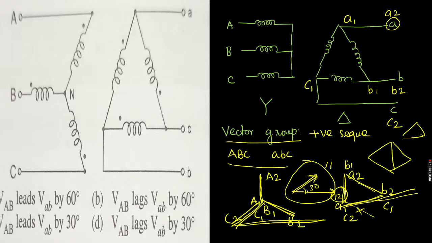30 degree. Secondary lead பண்ணுதா இல்ல laggingல இருக்கா? If you observe it carefully, let me keep it here. இது primary. Secondary இப்படி இருக்கா? So the conclusion is secondary leads primary by 30 degree. I can say small VAB leads capital VAB by 30 degree. இது positive sequence network தான்.